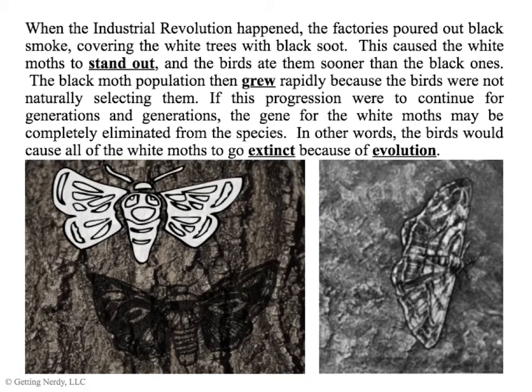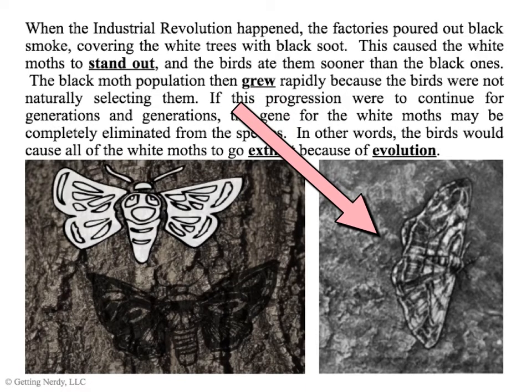But then we had the Industrial Revolution. The factories poured out black smoke, covering the white trees with black soot. This caused the white moths to stand out, and the birds ate them sooner than the black ones. The black moth population grew rapidly because the birds were not naturally selecting them. If this progression were to continue for generations and generations, the gene for the white moths may be completely eliminated from the species. In other words, the birds would cause all of the white moths to go extinct because of evolution. And you see here that there is an actual real picture of this moth blending into that tree there.